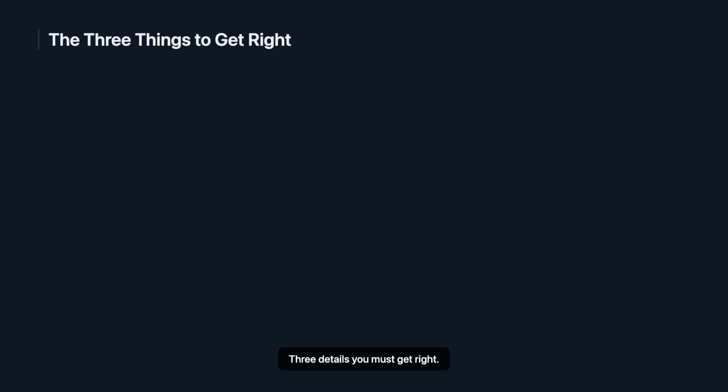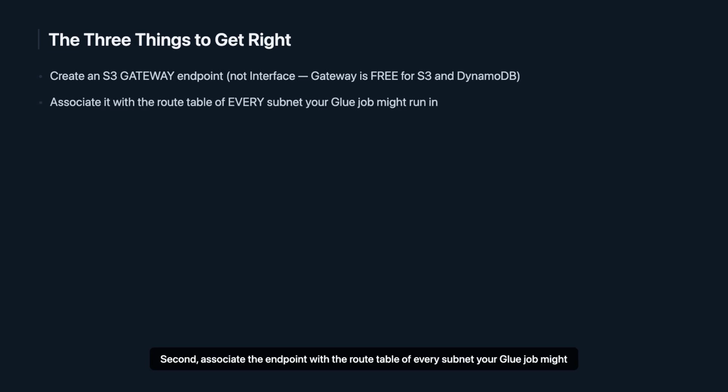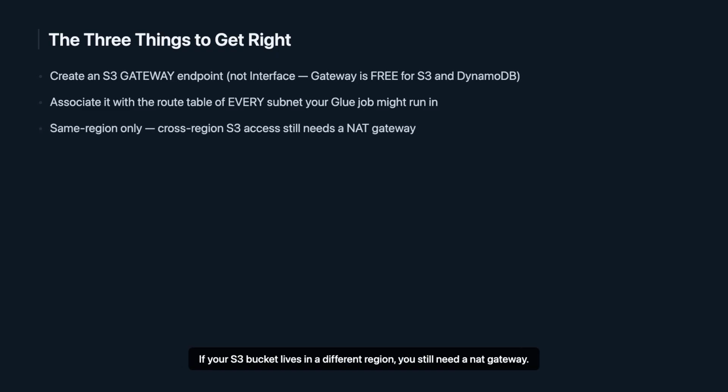3 details you must get right. First, create a gateway endpoint, not an interface endpoint. Gateway endpoints are free for S3 and DynamoDB, while interface endpoints cost about a penny per hour per availability zone, which adds up fast. Second, associate the endpoint with the route table of every subnet your Glue job might run in. Multi-AZ setups are where teams trip up because they configure one subnet and forget the others. Third, gateway endpoints only route to buckets in the same region. If your S3 bucket lives in a different region, you still need a NAT gateway.